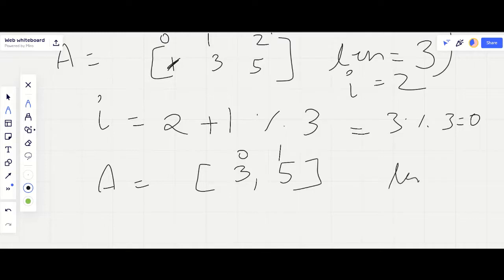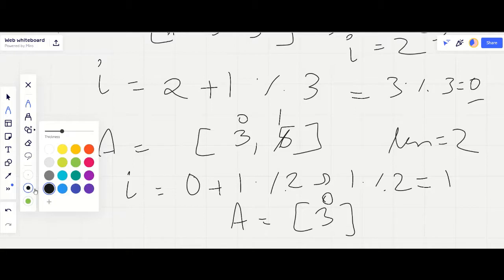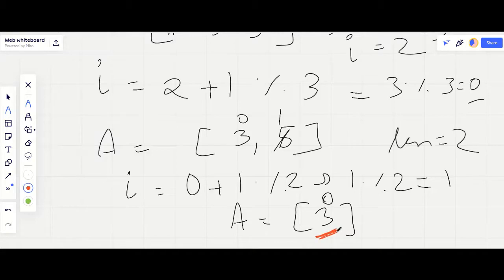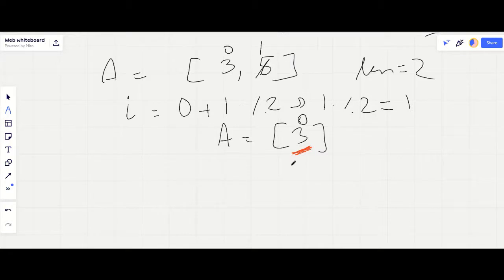Length of the array is 2, currently my index is 0, right? So I is equal to 0 plus 1 mod 2, that is 1 mod 2, that is 1. So we remove the element that is at the 1st position, and we are left with this. So is it our answer? Yes, this is our answer. We need to return whatever is present in the list now, because only a single element will be present in this list.